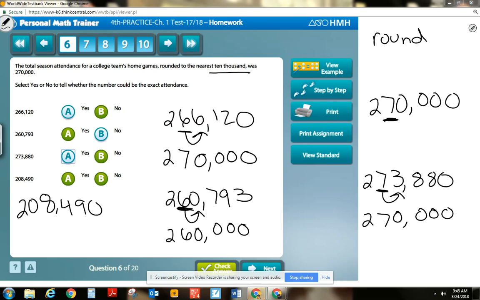All right, 208,490. 10,000s place, look to the right. I would raise the score, because it's 5 or more. So I raise the score of that 0 up to a 1. Whoa, 210,000? That's not even close. That's no also. Show your work. Underline that place value. You got to read the directions carefully.